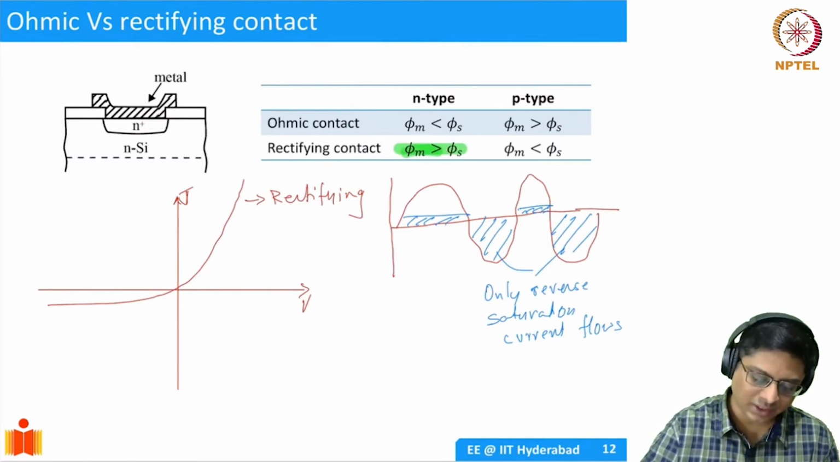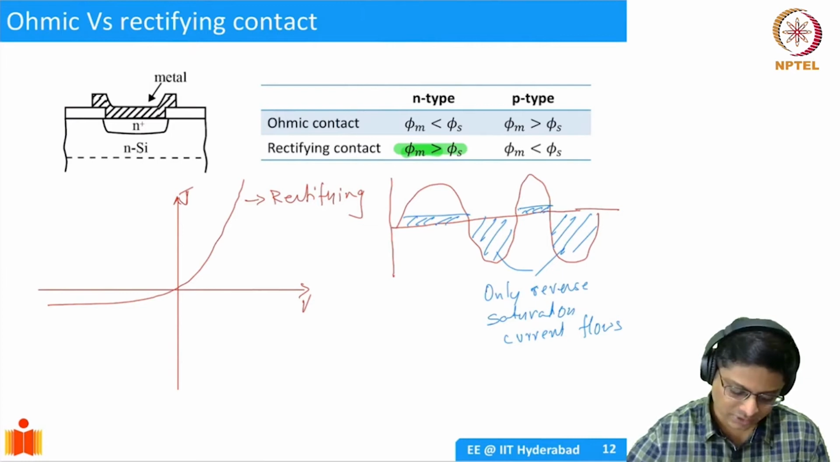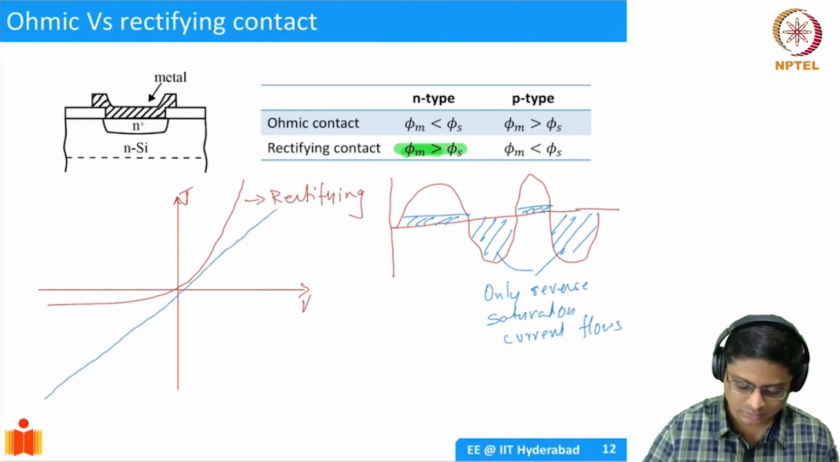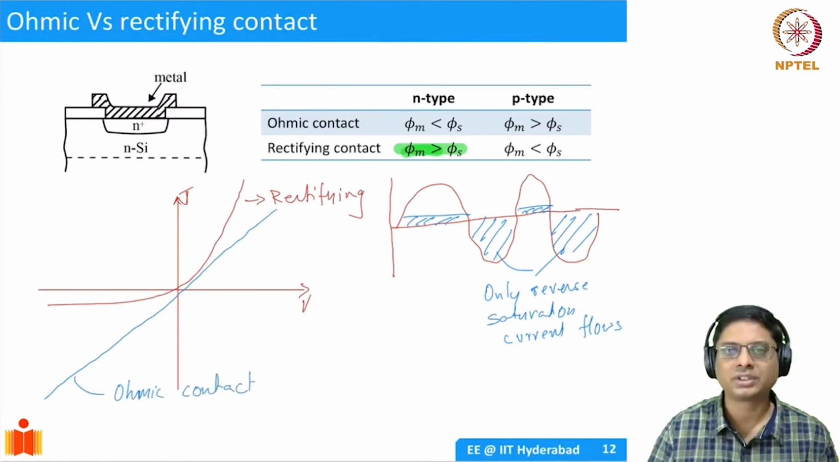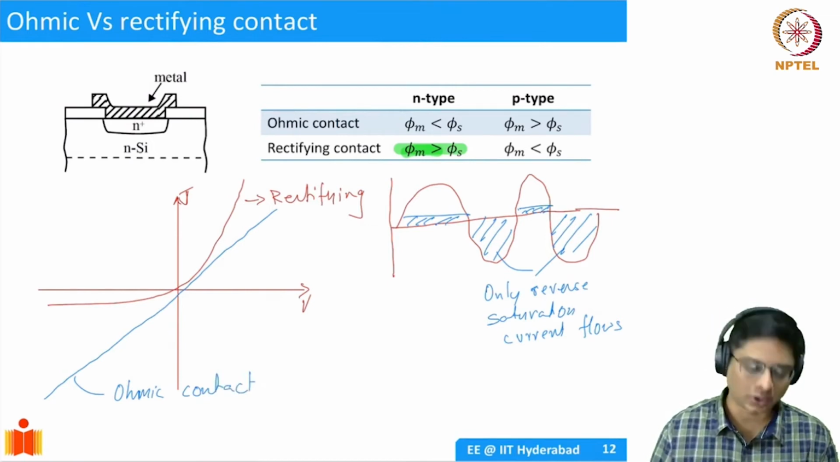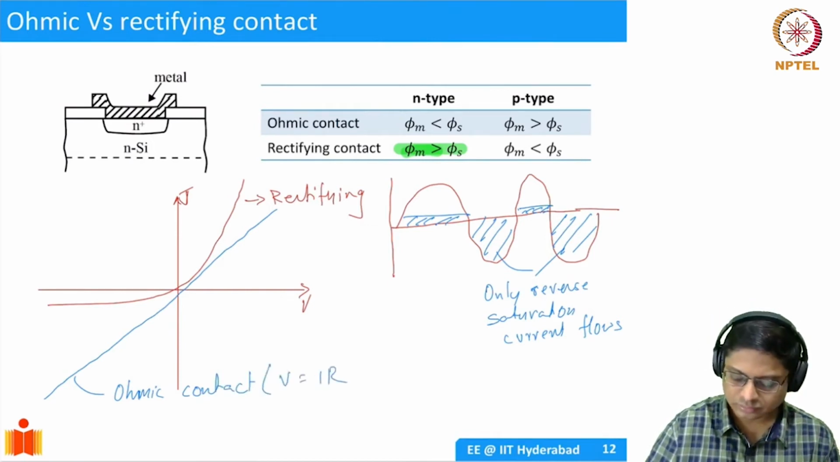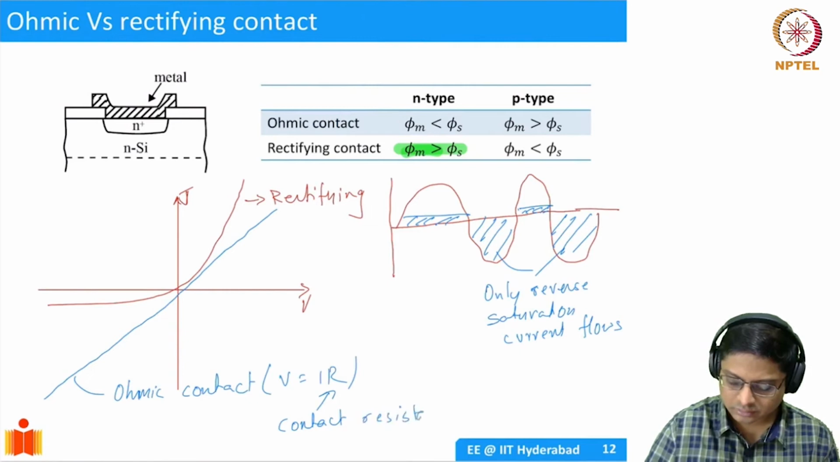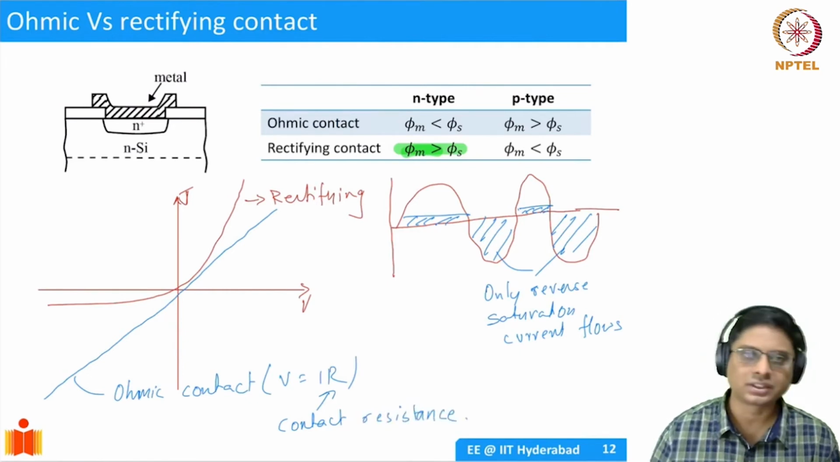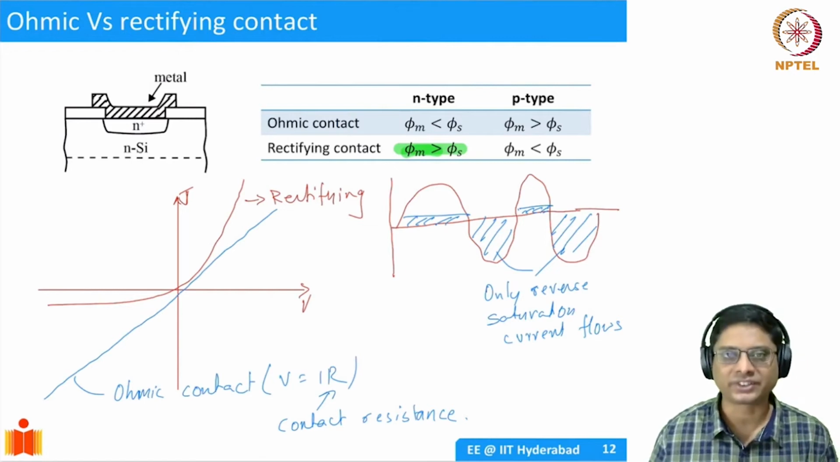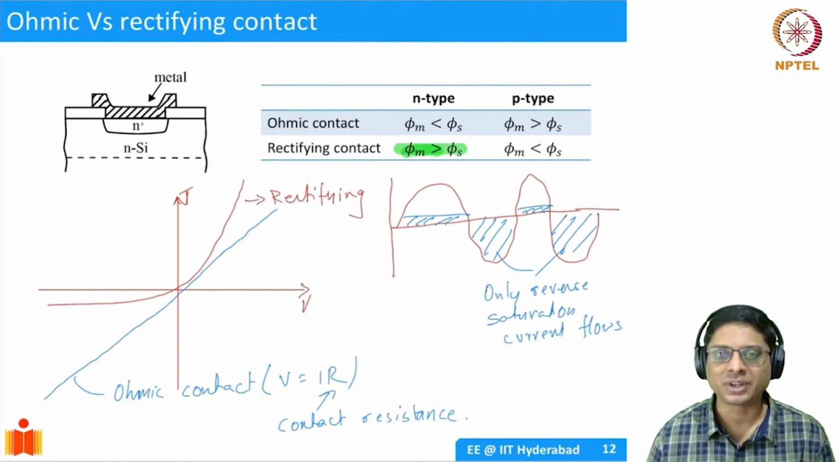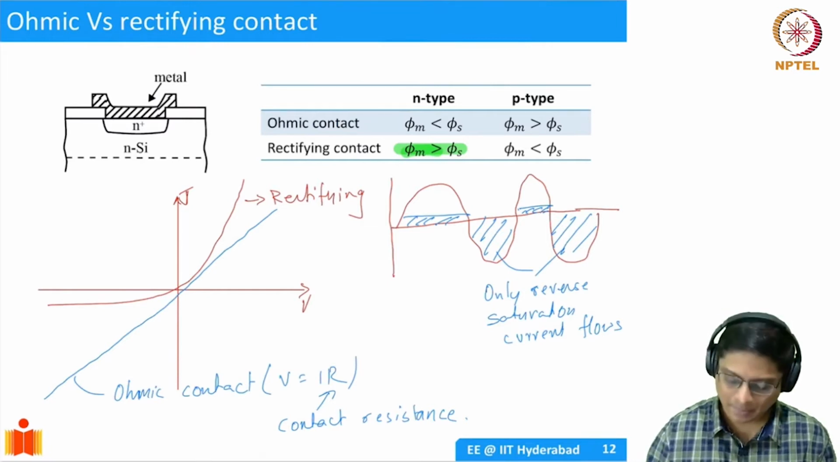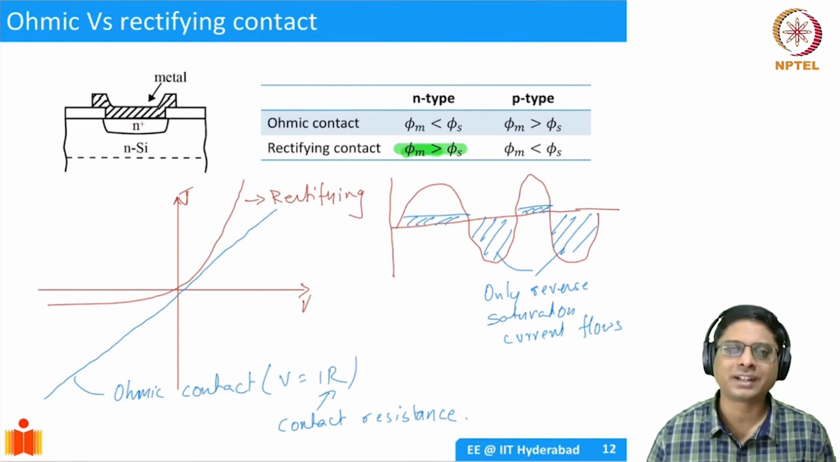Whereas you could also have what is called an ohmic contact, wherein the current voltage relation is going to be like this. This is for ohmic contact. It is essentially telling you that the current voltage relation is given by Ohm's law, V equal to IR. This R is called the contact resistance. Whenever you make this contact with a semiconductor and a metal, there's going to be some contact resistance, and that is going to be a significant feature when you make the contact smaller and smaller. So this is a very important aspect experimentally.